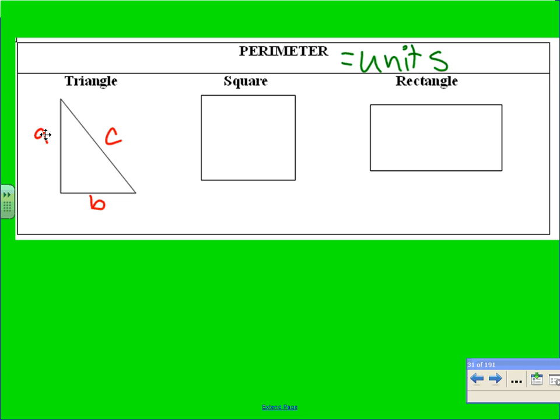So typically you will see a triangle labeled this way, which is why I have you guys label it like this. That's typically the right angle. If you didn't know that, don't worry about it. I just want you to label it as ABC. So the perimeter of a triangle. How do you find a perimeter of a triangle? Briar, how do we find perimeter?